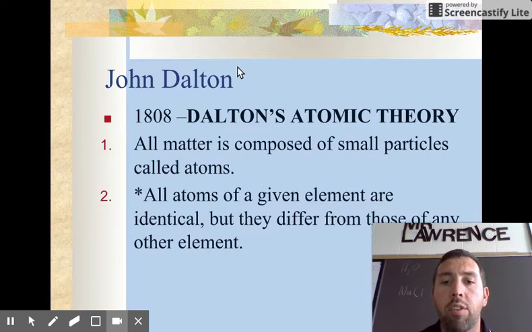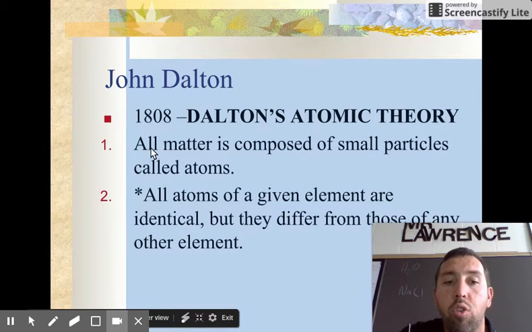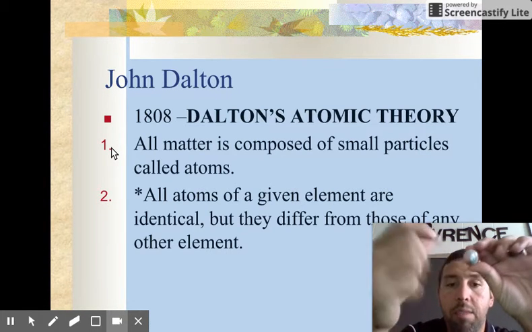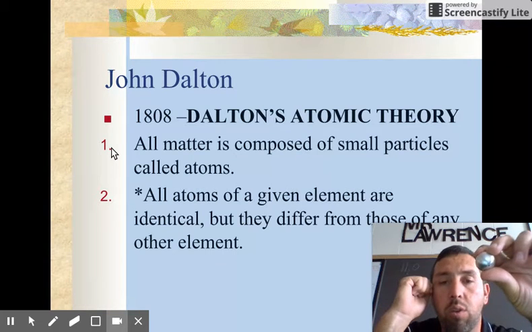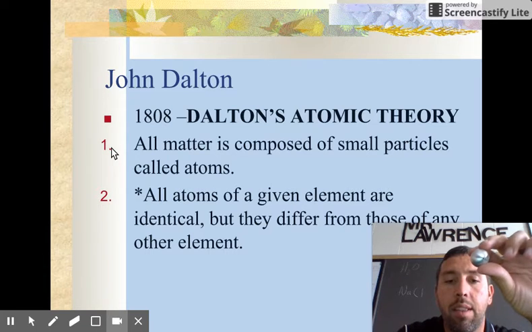So first he said, all matter is composed of small particles called atoms. Now you'll realize here he is reaching back in history, referring to Democritus and the idea of the atomos, which means indivisible. So he is going against the idea of Aristotle, and he is going with the idea of Democritus. So what do you think? Do we consider this to still be true today? If I have a piece of aluminum, is it true that this matter is composed of small particles that we call atoms? Yes, we still accept that statement today.